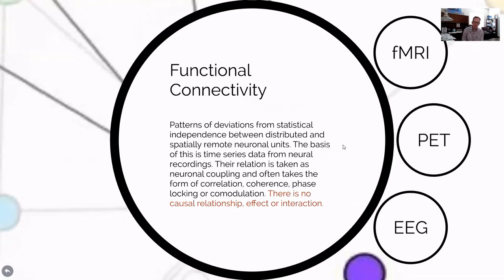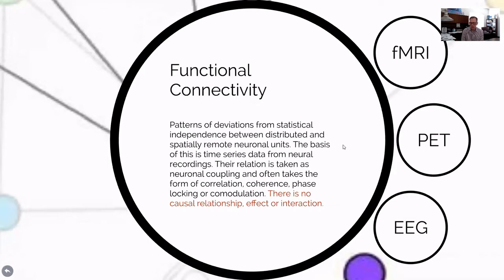The basis of this is time series data from neural recordings. So the classic example is a coherence measurement. We'll get into the definition in a few moments, but it's basically judging the correlation between two signals at any given point in time, regardless of what technique you use, if it's fMRI, PET, EEG, SPECT, MEG, etc. Their relation is taken as neuronal coupling and often takes the form of correlation, coherence, phase locking, or co-modulation. By definition, there is no causal relationship, effect, or interaction.